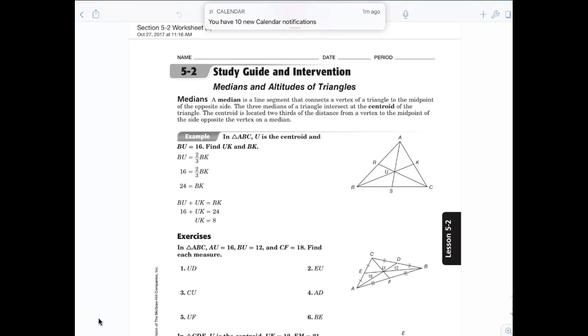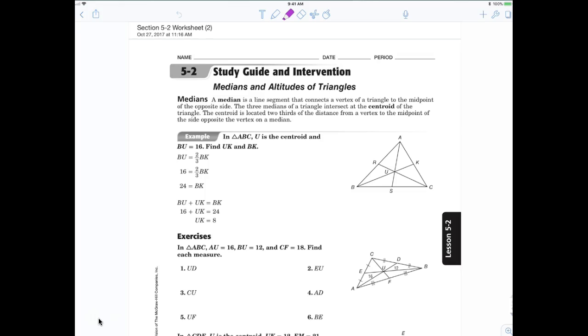The angle bisectors are equidistant from the sides of the triangle, so that created what was referred to as the in-center, which means you can inscribe a circle in the triangle. Now, today, really all we're looking at is the median and the altitudes.